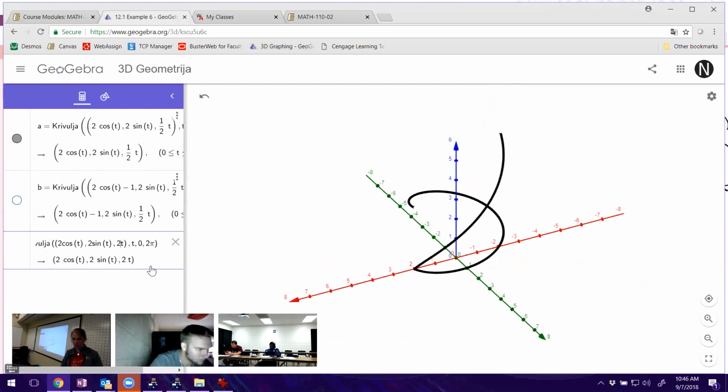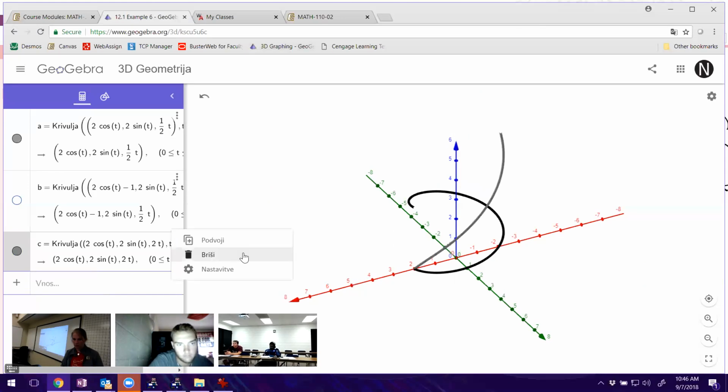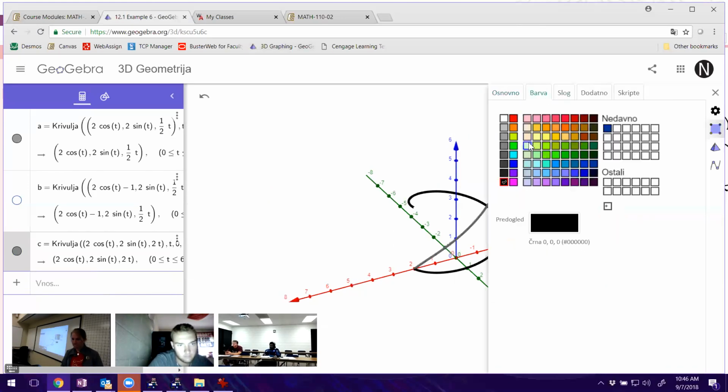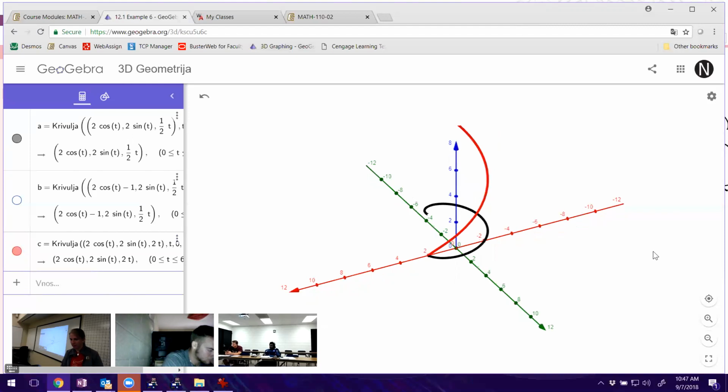Let's change the color of that one. Yeah, I thought it was last week. Okay, so now there's that red curve. What change did this make? Lengthened it. Yeah, just like stretched it up.